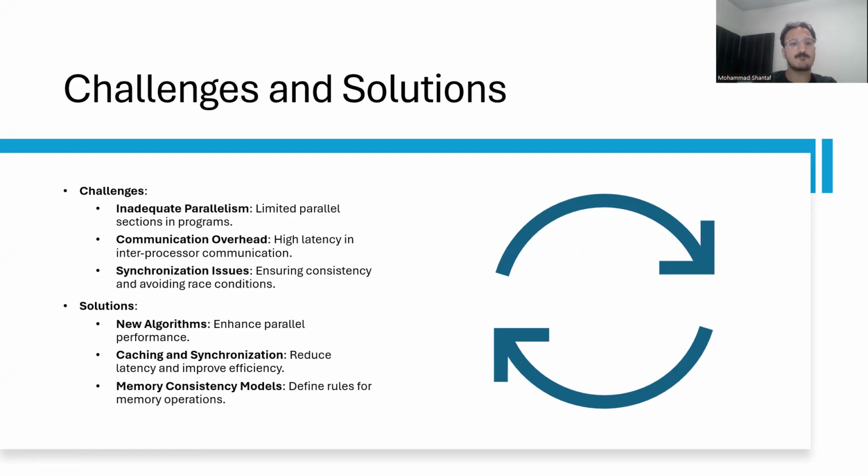Such solutions include new algorithms, caching and synchronization, as well as memory consistency models. New algorithms in this case enhance parallel performance. We can go over the limited parallel sections in our program and enhance their performance. Caching and synchronization reduce latency and improve efficiency for our communication overhead. For our synchronization issues, we can have memory consistency models, which define rules for memory operations, so that they can communicate directly and occur simultaneously to ensure consistency.